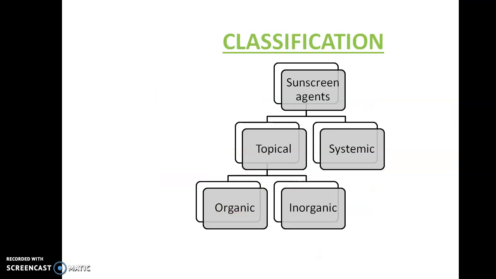Sunscreen agents are classified depending upon two categories, topical and systemic. Topical sunscreen agents are the ones which are applied topically on the skin, on the external surface of the body. These are further divided into organic and inorganic. Inorganic sunscreens are physical sunscreen agents, and examples include zinc oxide, titanium dioxide.